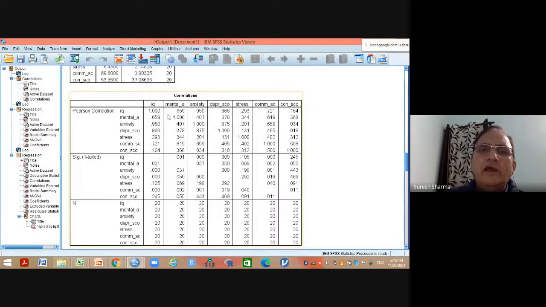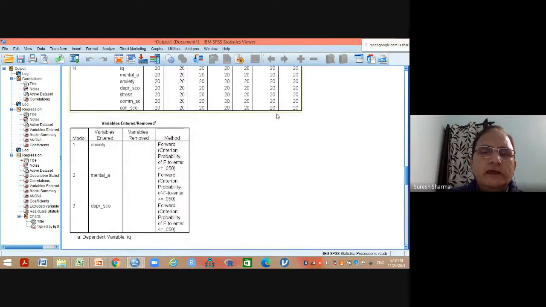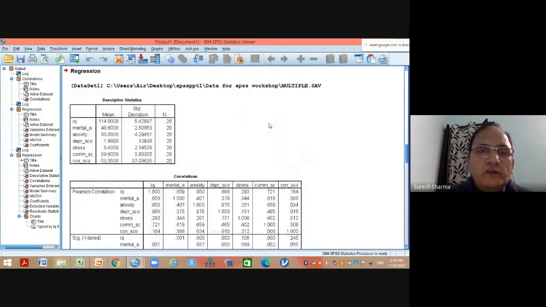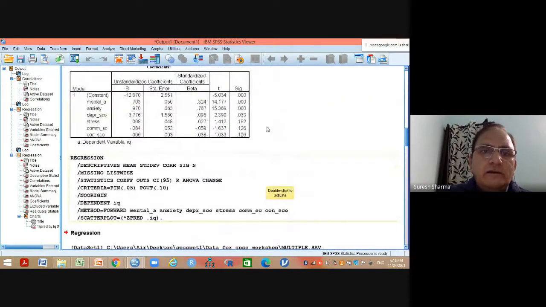Same table which we have earlier, right? We have already seen this table. Now if you see, when we apply the enter method, our first variable which was entered was in order. First was mental age, next was anxiety, next was depression. Whatever the order we have maintained, they are coming in the same order. Yes or no? Is that okay?